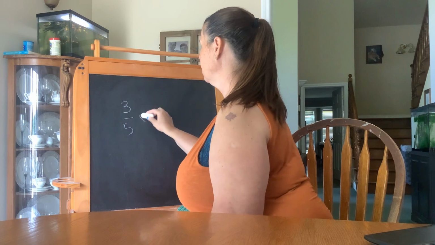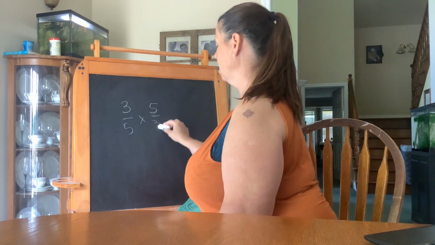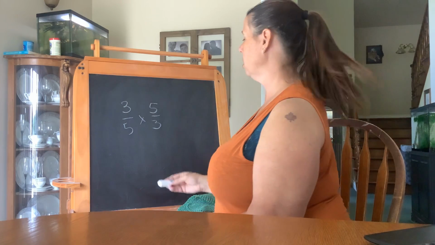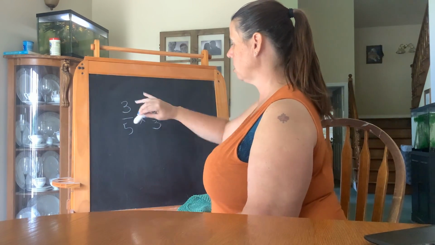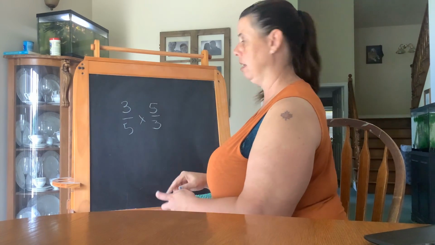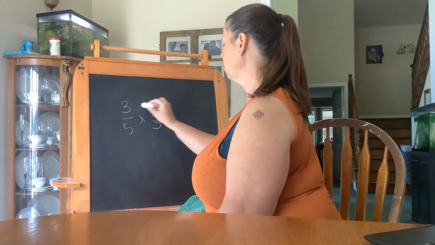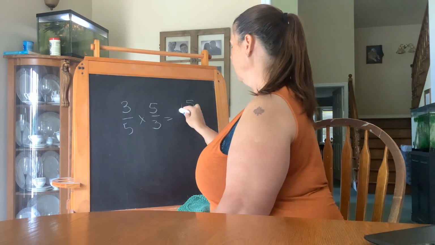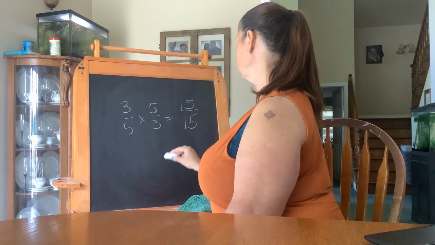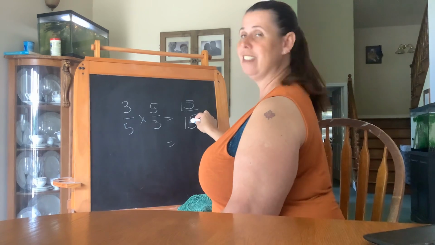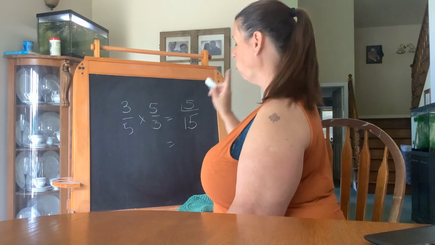3/5 times 5/3. Now, what you should notice is that 3/5, 5/3, they've used the same fraction and flipped it. So, let's see. 3 times 5 is 15. 5 times 3, still 15. Doesn't matter what number comes first. 15 does go into 15 one time.